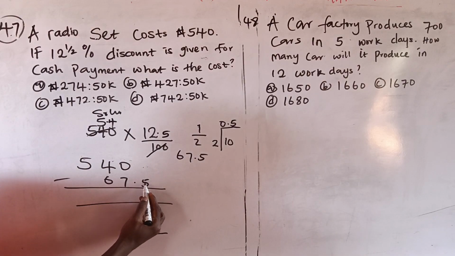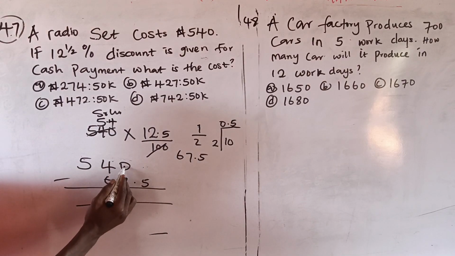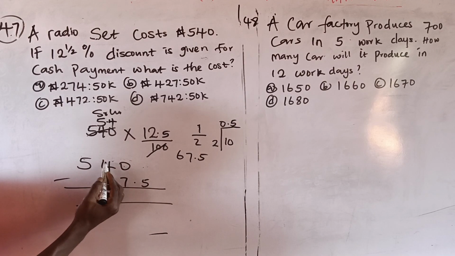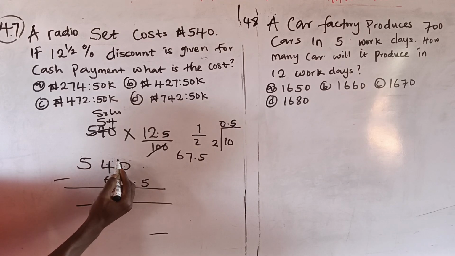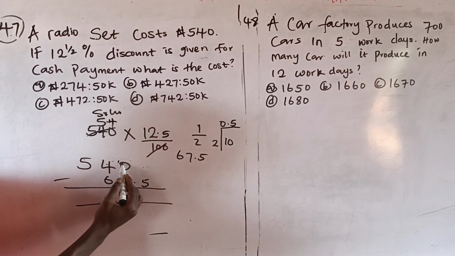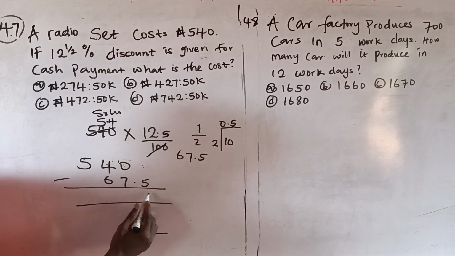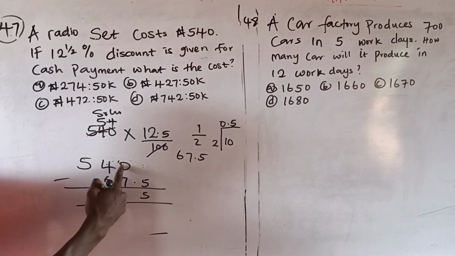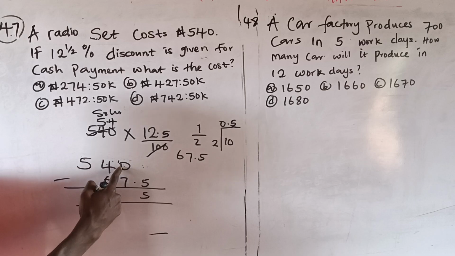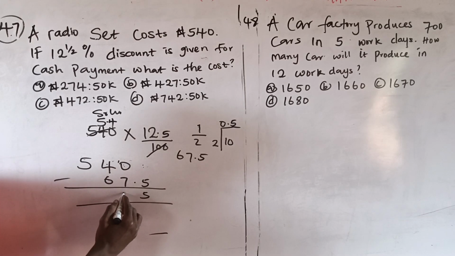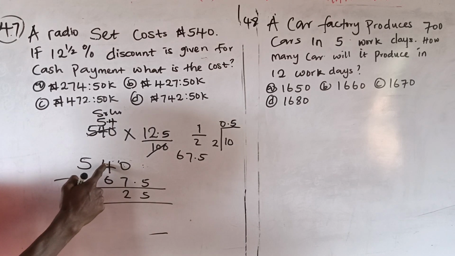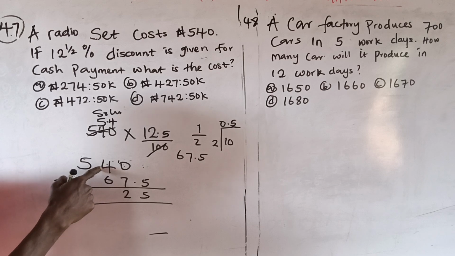0 minus 5 is impossible. So we are borrowing 1 from here, and this one is 0. So let's borrow 1 from here. This one will become 10. Let's pick one from here to this place. This one will be 10. 10 minus 5 will give us 5. We borrowed one from here, right? This one remains 9. 9 minus 7 will give us 2. So this is where we borrowed the 1. So this one remains 3, right?